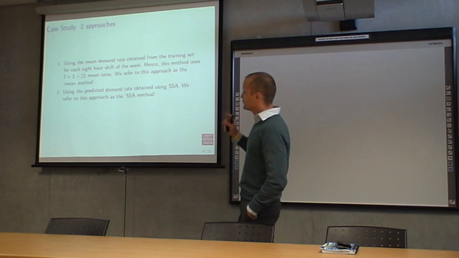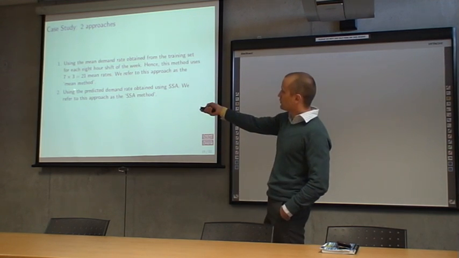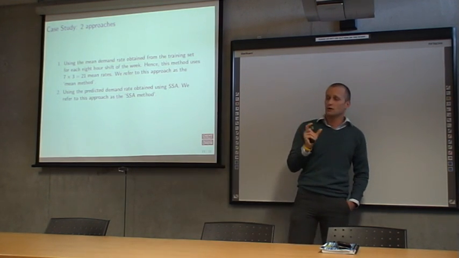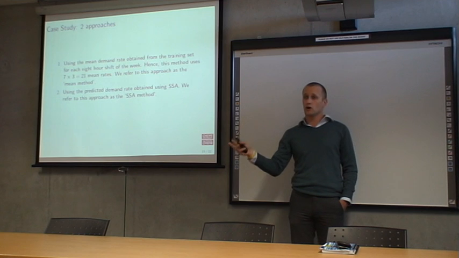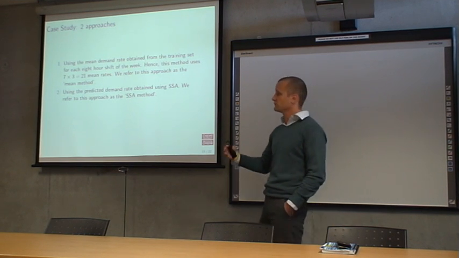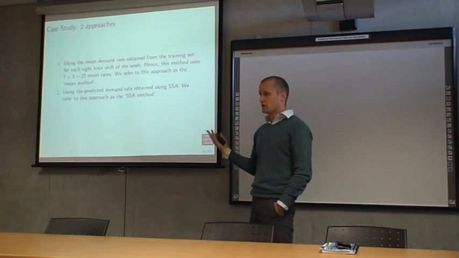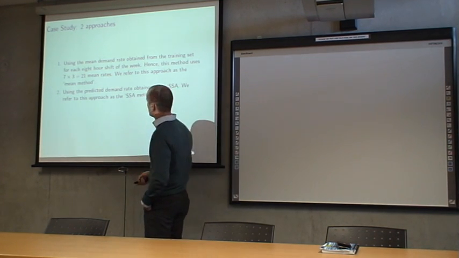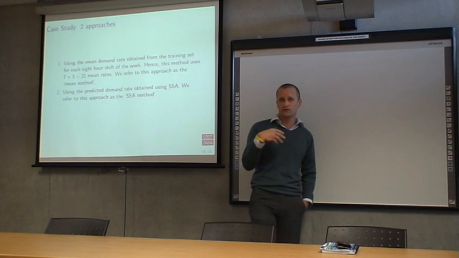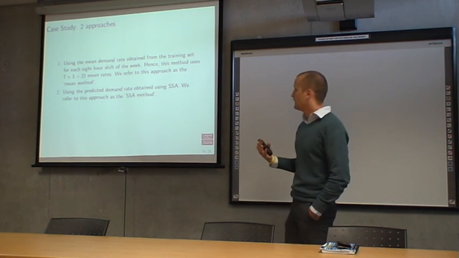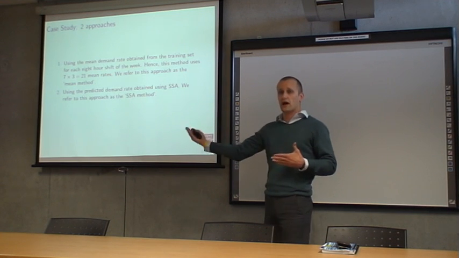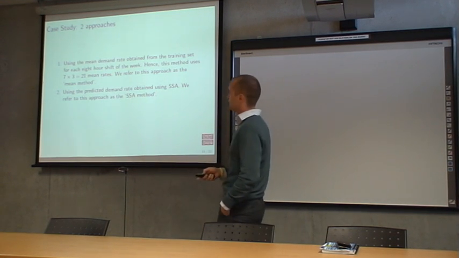So we have 2 methods. A method we're going to call the mean method. So we simply take 21 averages. We look at the data, and we know that we've got 21 shifts. So we look at the average number of arrivals through those shifts. Okay. And then we have this second approach, which is we use SSA. We use this forecasting technique to go through the data and simply forecast how many people are going to arrive per each shift.